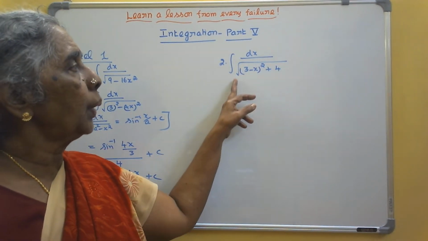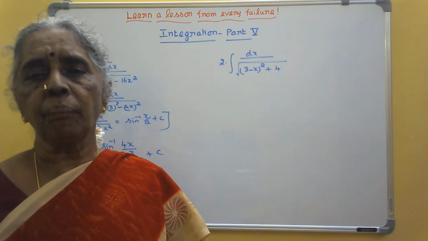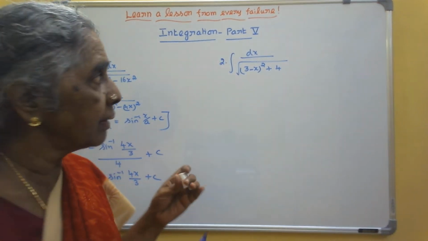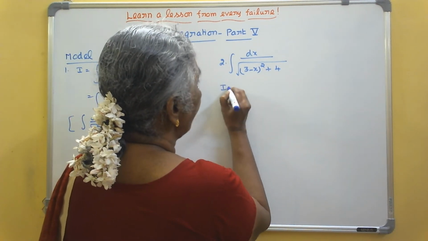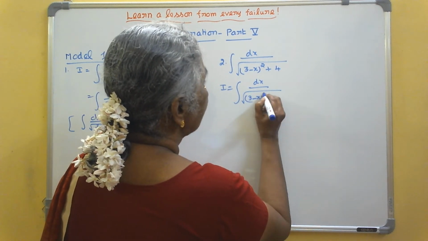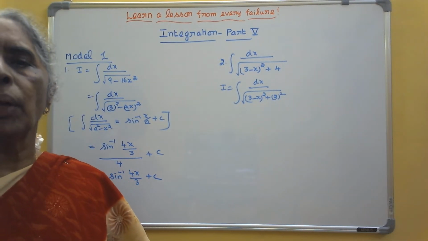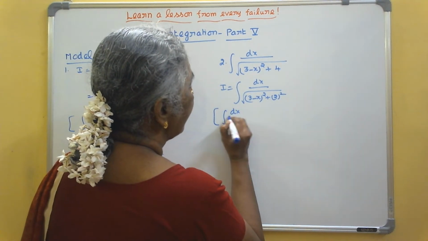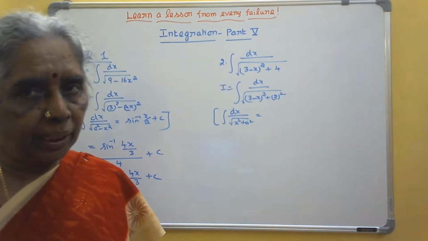Integral dx by root of 3 minus x the whole square plus 4. This is of the format integral dx by root of x squared plus a squared. In the place of x, you have 3 minus x. Okay. So, I will write I is dx by root of 3 minus x the whole square plus 2 square. So, in the place of a, you have 2 here. Now, let us write the formula: integral dx by root of x squared plus a square is equal to, okay, do you remember?